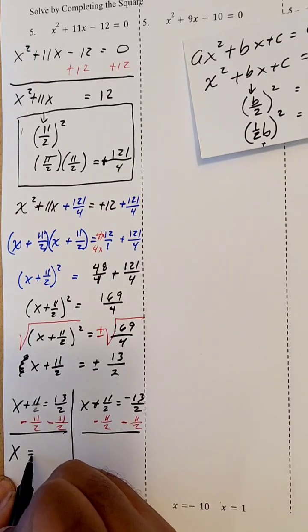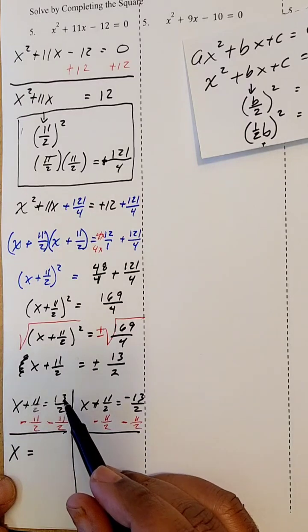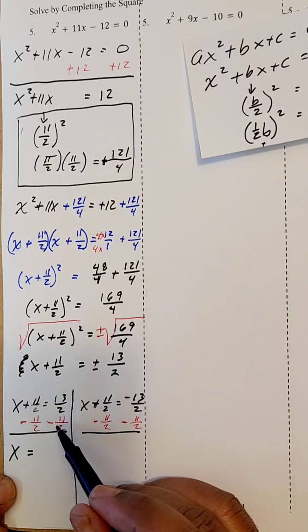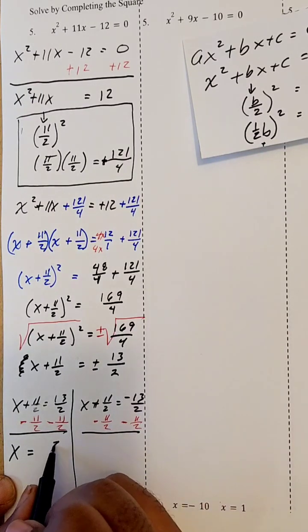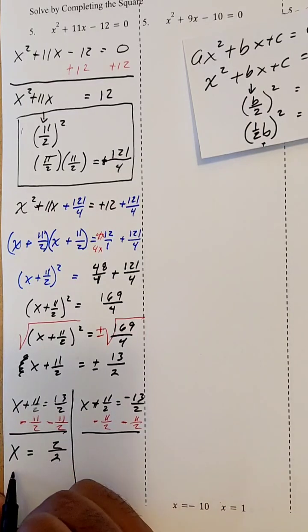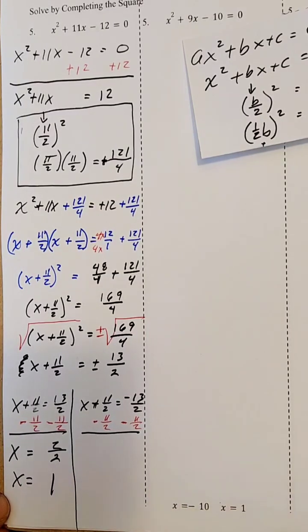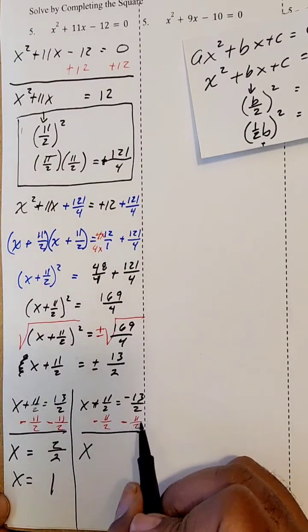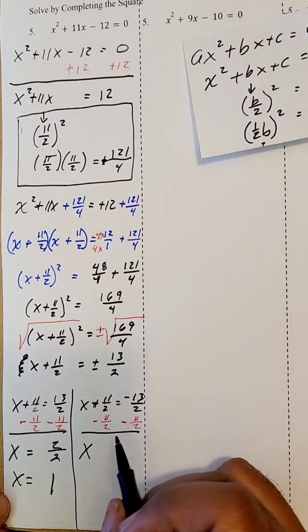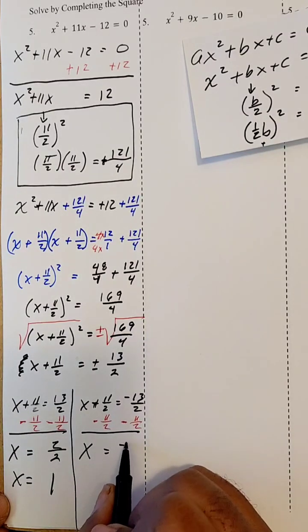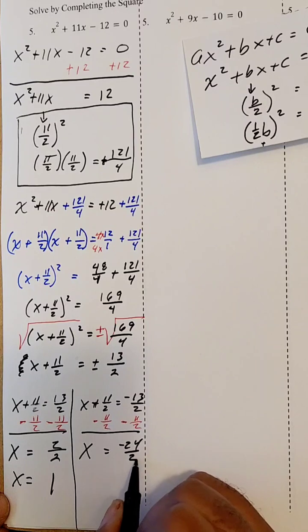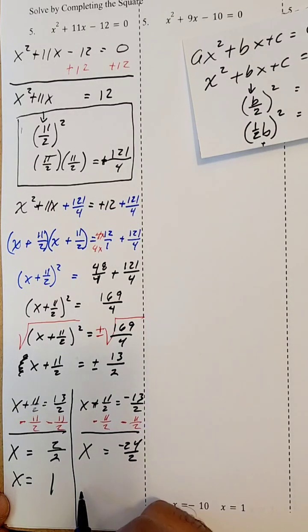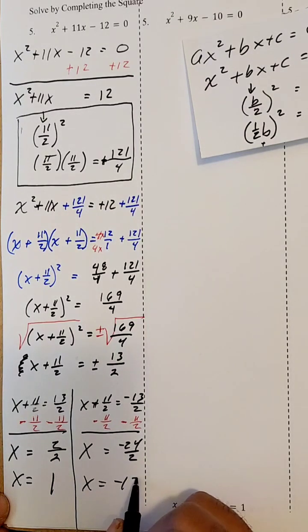So this will leave us with x equals 13 and a negative 11, that's 2 over 2. And 2 over 2 simplifies down to a 1. Over here, we have a negative 13 and a negative 11. That's going to be a negative 24, negative 24 over 2. And that will simplify to a negative 12.